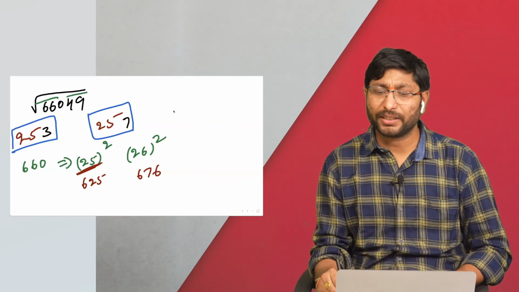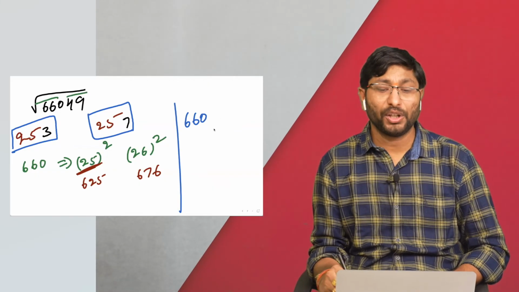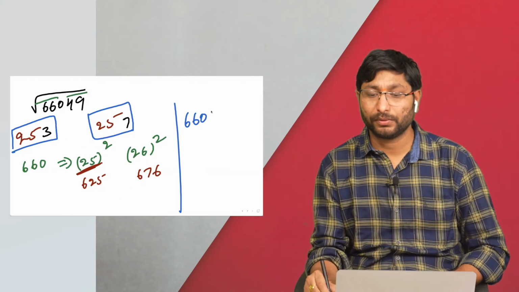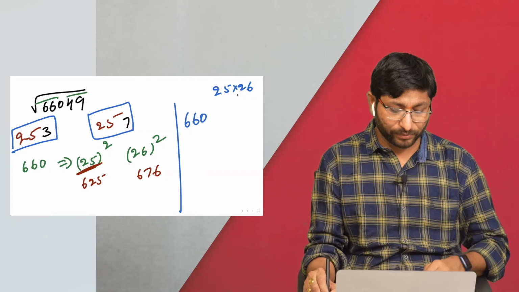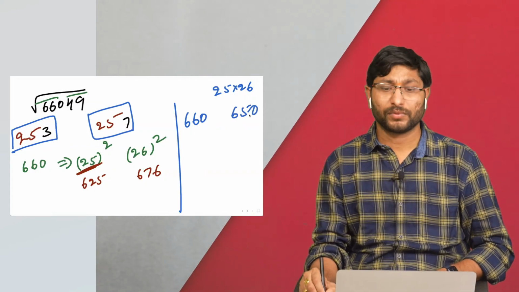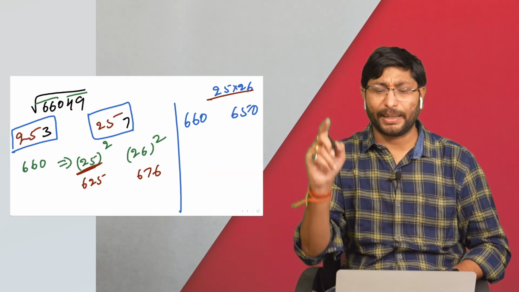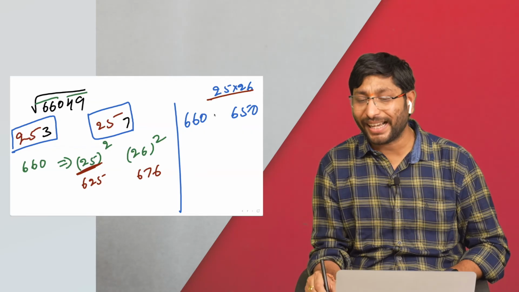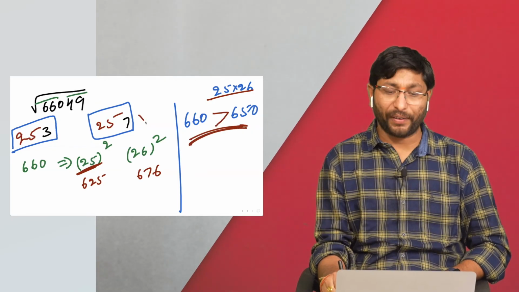How to identify? Same method, my dear. 660 comparison of 25 into 26. 25 into 26 is 650. So by learning the Vedic Maths method, you will be able to solve in one step. 660 is greater than 650. As it is greater than, the answer is going to be 257.